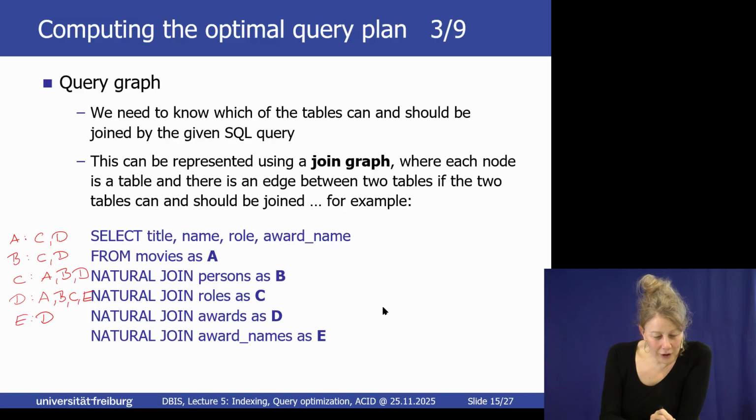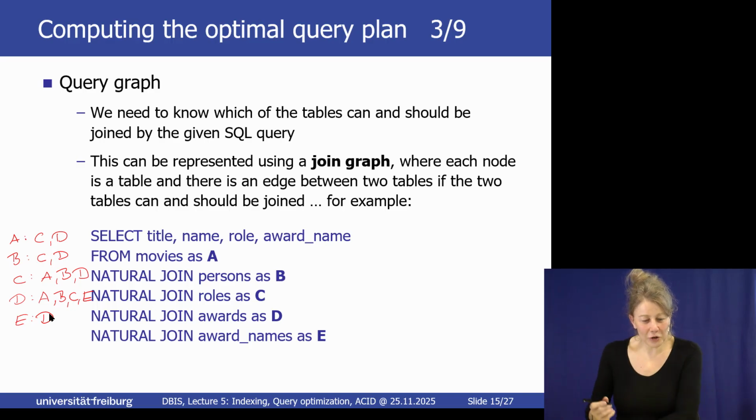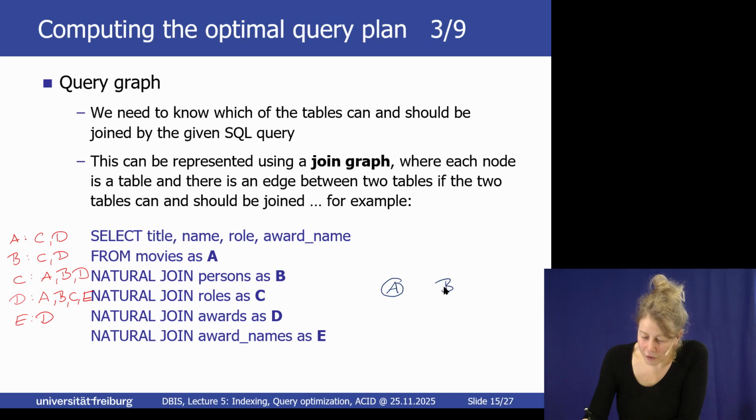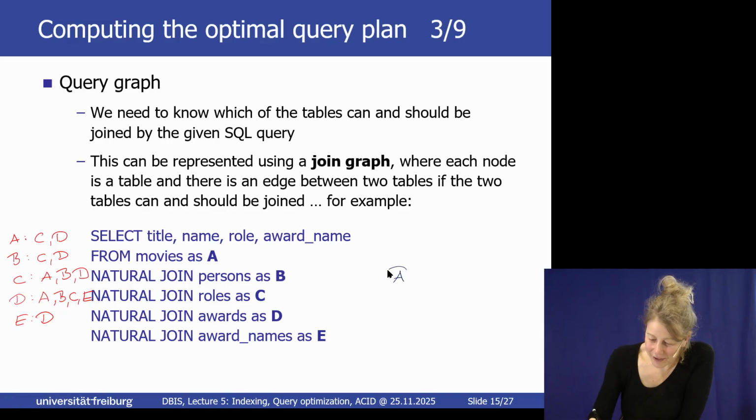Now we have to draw a graph, where every node is a table and there's an edge if it can be joined. How do we do that now? I don't know if I can draw this without crossings, probably not. A and B, so now we have C and both can be joined. I want to draw it without crossings, but I probably will not.